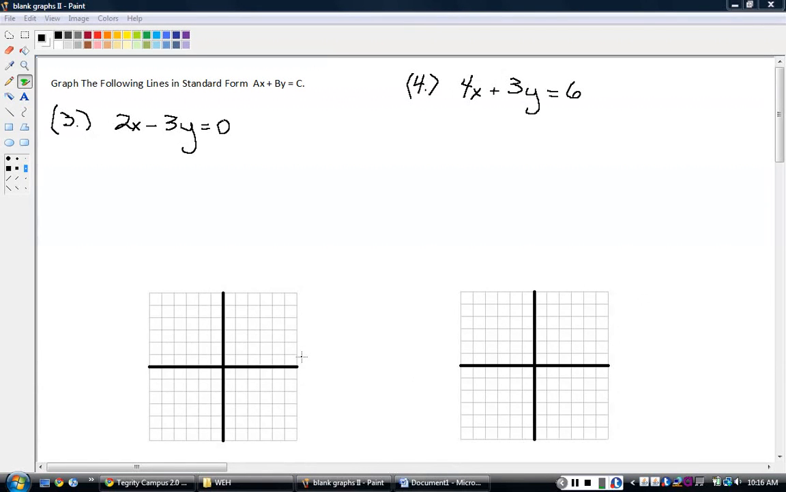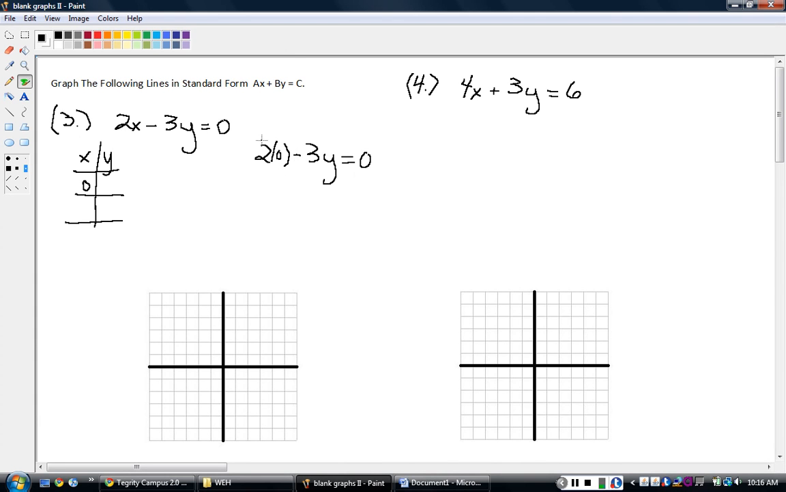Examples. Number 3, 2x minus 3y is 0. Again, I recognize standard form. Draw my chart and find the intercepts. Just like before, if x is 0, then what's y? Well, it looks like it's going to also be 0.